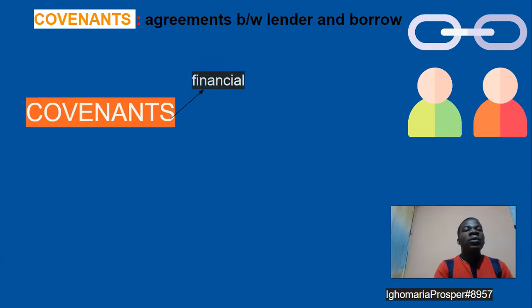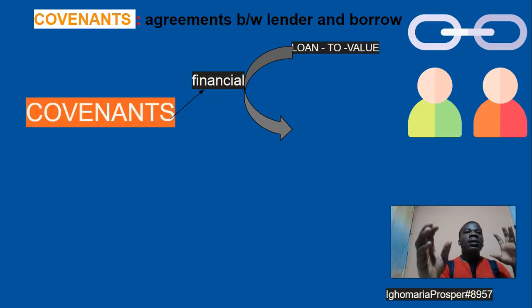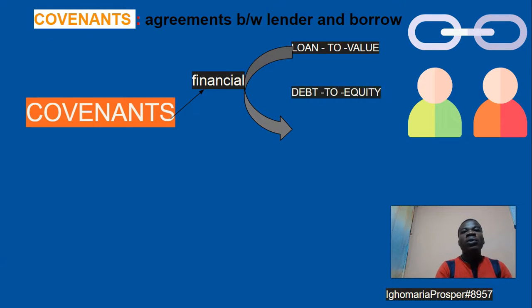The next thing we'll now talk about is covenant. A covenant is basically an agreement between the borrower and the lender stipulating the terms and conditions of the loan. We have different kinds of covenant. We have the financial covenants that talk about the loan to value ratio. So we're talking about how much we are giving out here, and what the value of the company is. Those are the things you want to look into. We're talking about the debt to equity: how much debt the company has, and what the equity is like.